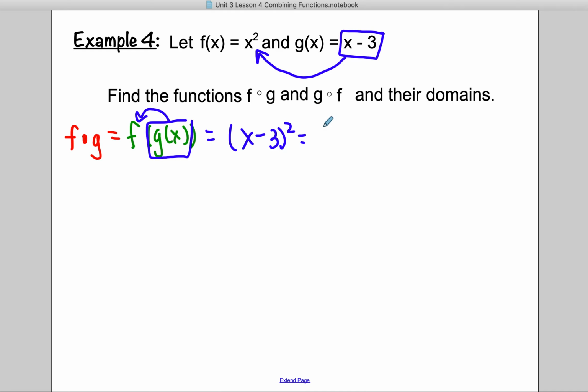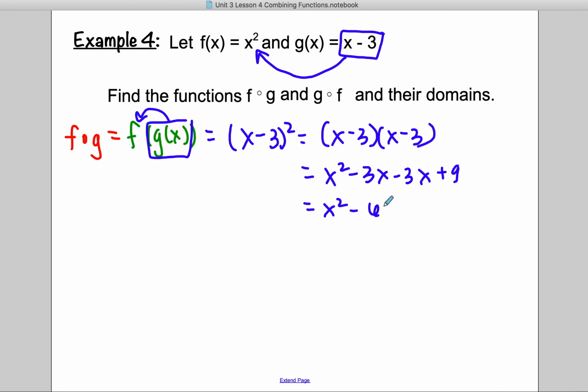And then we would simplify. So we'd have x minus 3 times x minus 3. And I would double distribute or FOIL. So I'd have x squared minus 3x minus 3x plus 9. So I got x squared minus 6x plus 9. So there is my f of g function, and then the domain. This is a polynomial. We loved polynomials because their domain is all real numbers. There's no problems. You can plug in anything to those.